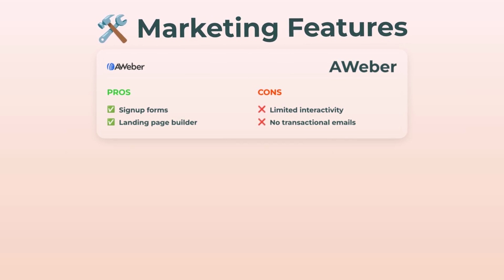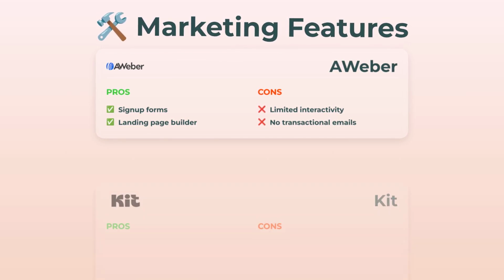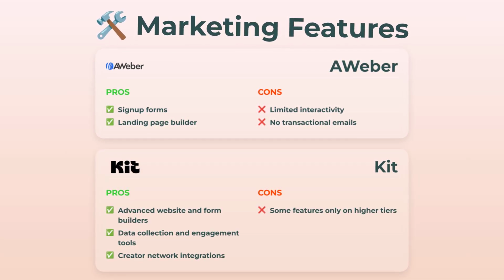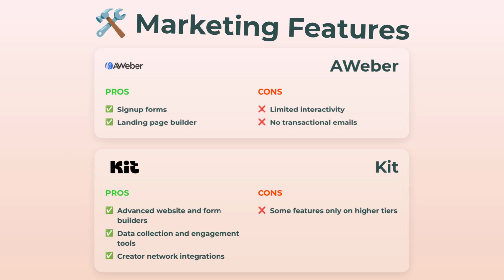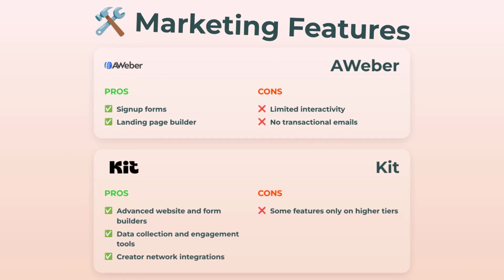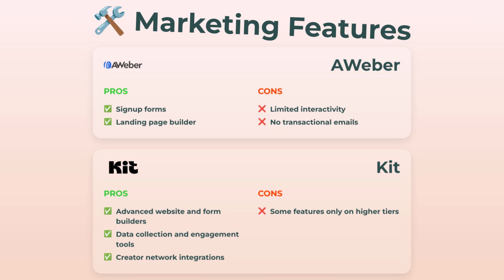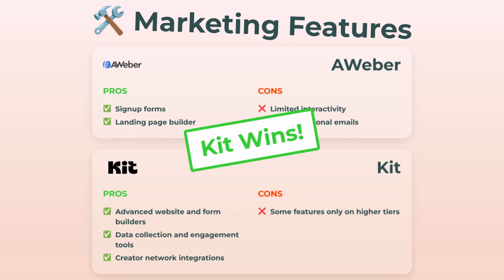Kit, on the other hand, takes it several steps further. You get a sophisticated website builder, advanced forms, and plenty of data collection and engagement tools. If you're already connecting with other creators or apps, Kit's got these sweet integrations that really pull it all together. Heads up though, some of the coolest stuff is locked behind higher pricing tiers. Still, Kit's the more modern package here.